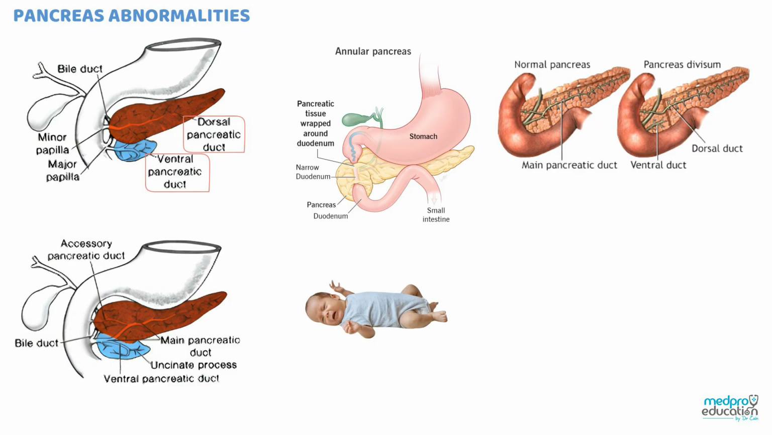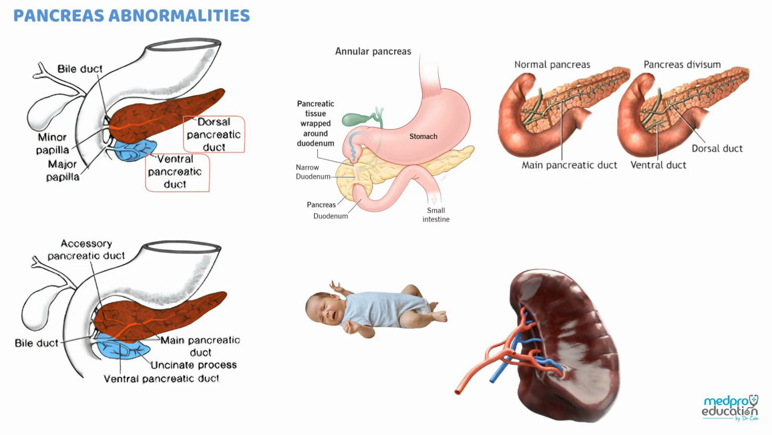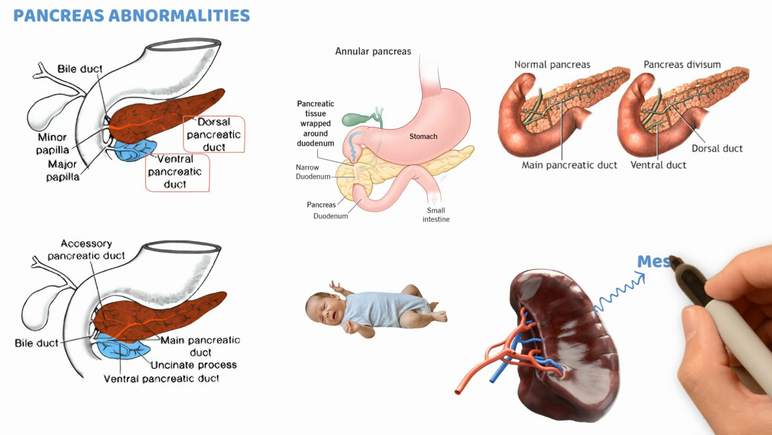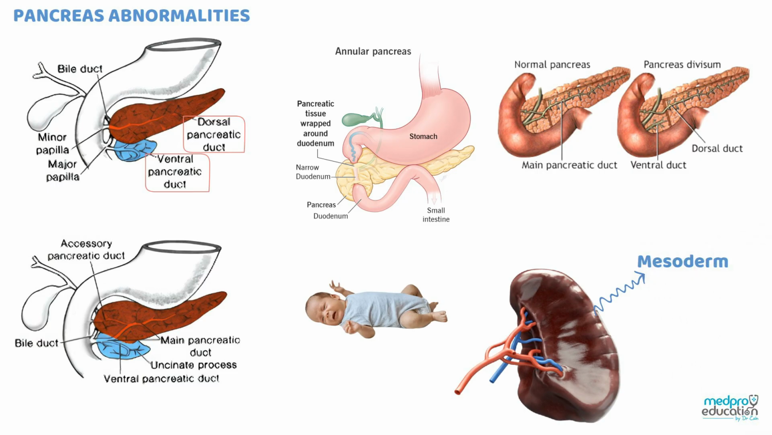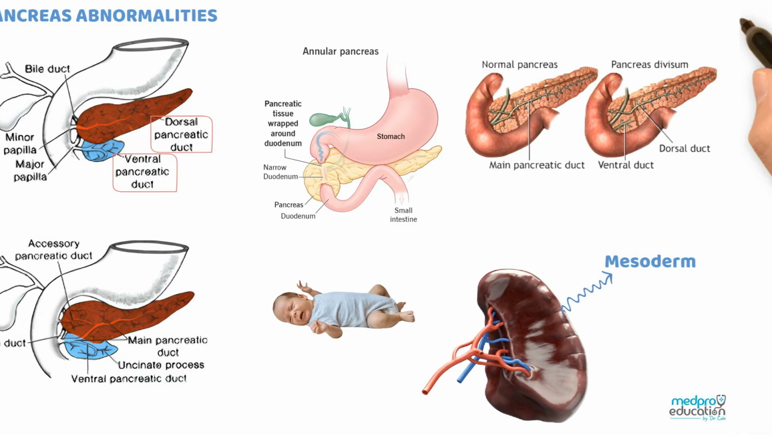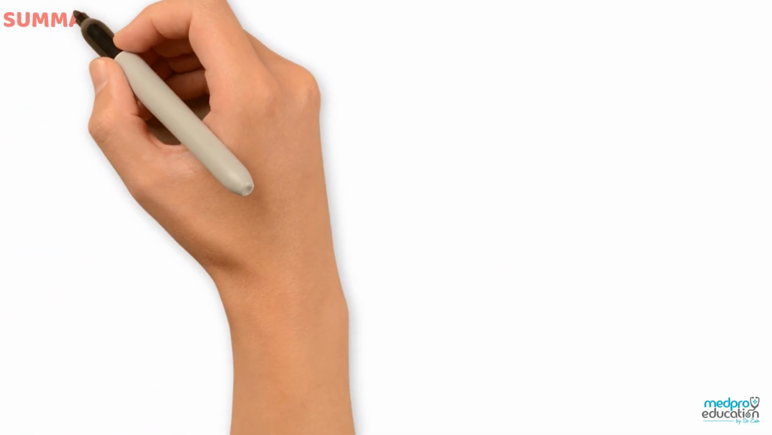You can see in the image that a normal pancreas has a main pancreatic duct, while a divisum has separate dorsal and ventral ducts. Unlike the pancreas, the spleen develops from mesoderm in the dorsal mesogastrium and is not derived from the gut tube. Let's quickly recap the key points of GI embryology and congenital anomalies.